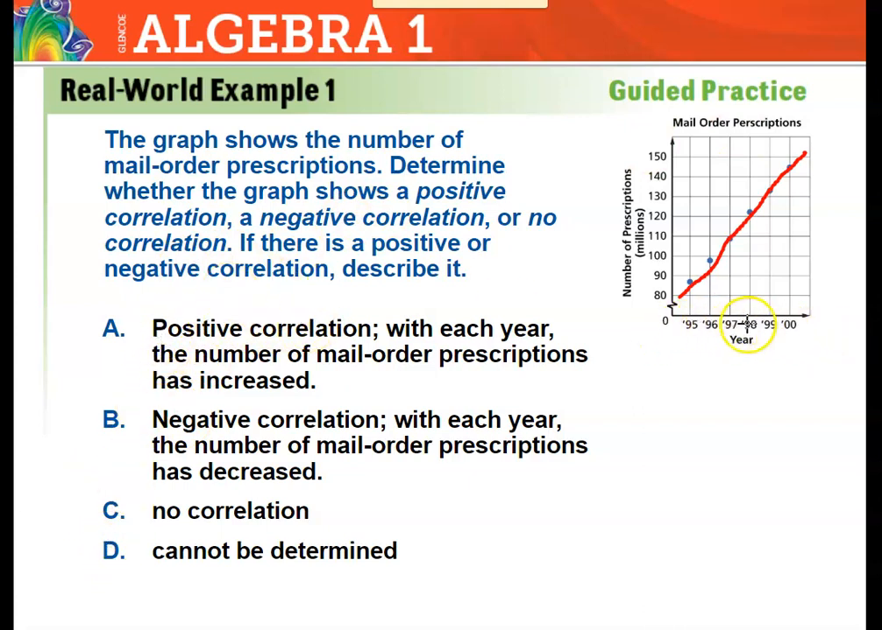But as the years go on, 95, 96, 97, 98, the number of prescriptions goes up. So, of course, our answer here is going to be A. Positive correlation. With each year, the number of mail order prescriptions has increased.